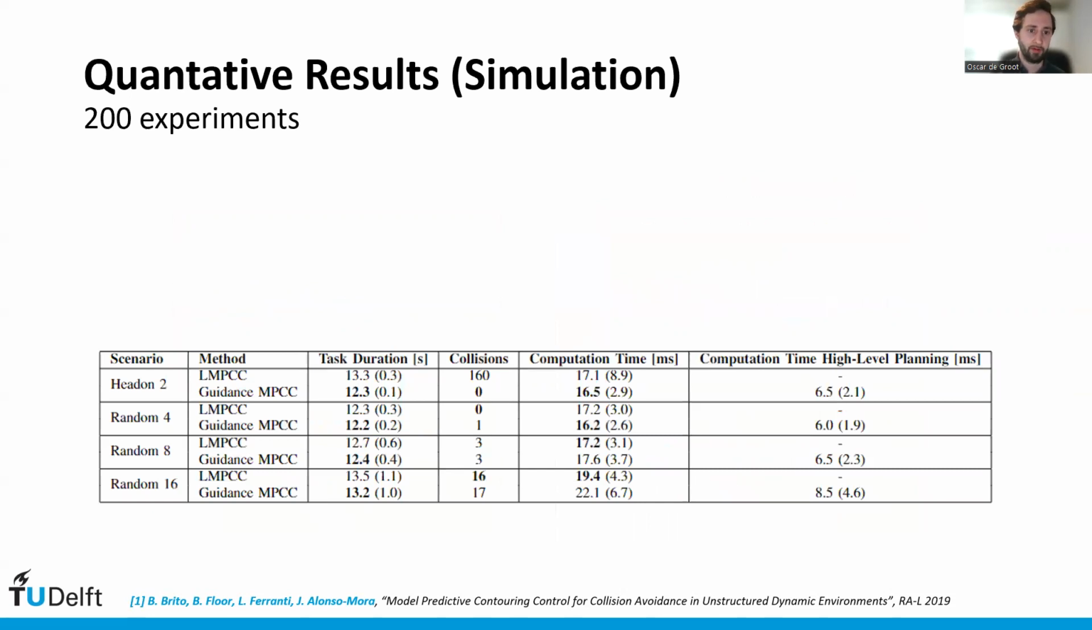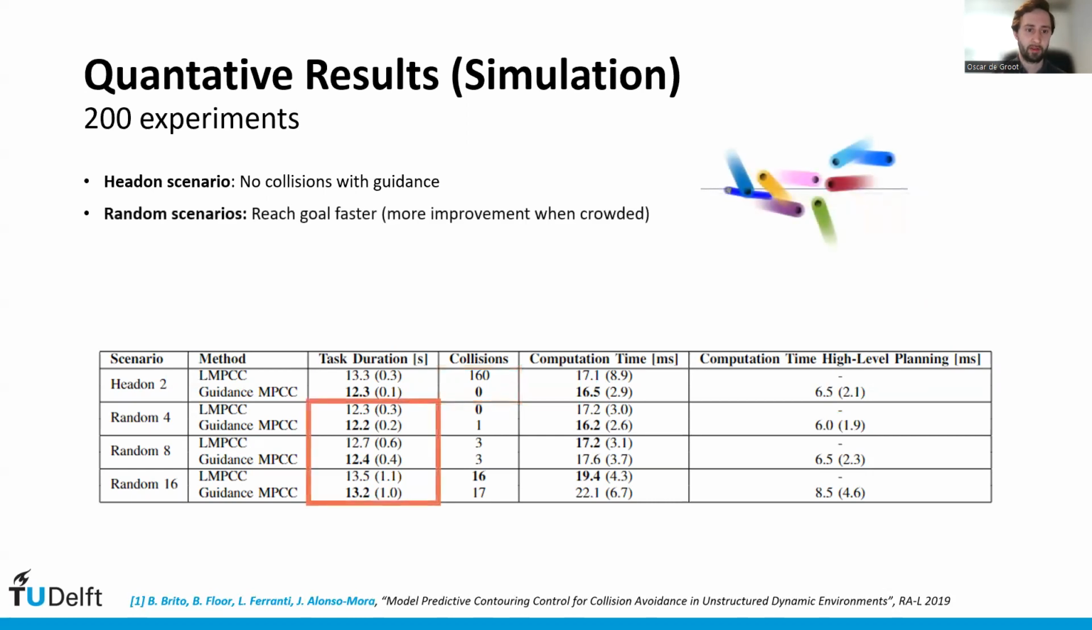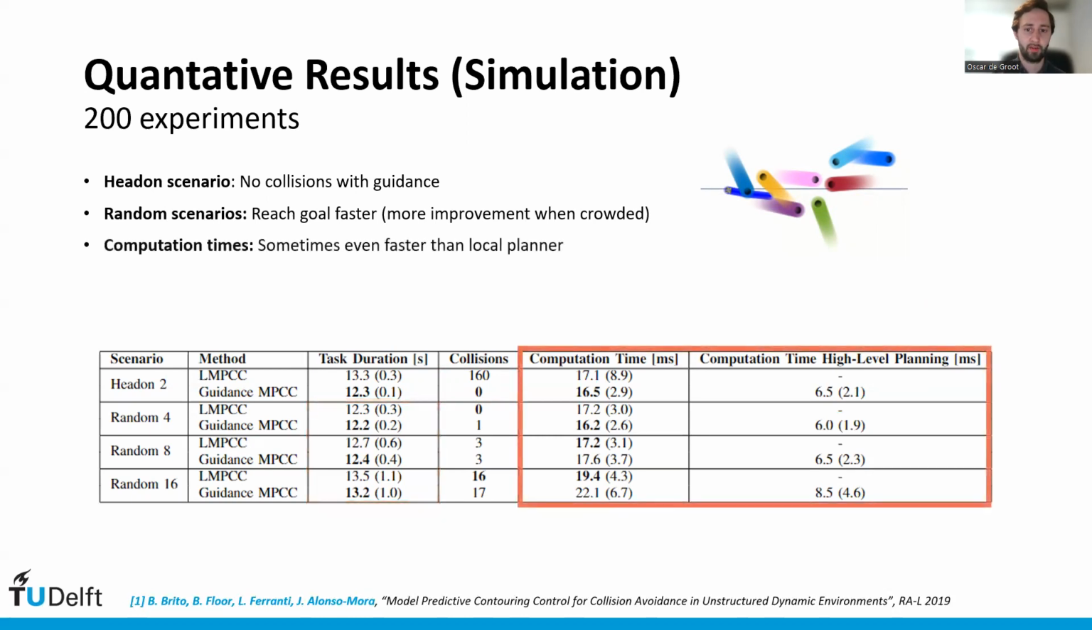The quantitative results that we found is that in this head-on case, the local motion planner almost always collides, while the guided planner never collides. If we look at several random scenarios with an increasing number of pedestrians, 4, 8, and 16 pedestrians, we see that on average, we reach the goal faster than the local planner. And interestingly enough, for some cases, the computation time of our method is lower than the local planner, even though we also compute the guidance plans at first. And this might be related to the fact that the guidance helps the local planner to find a solution faster.